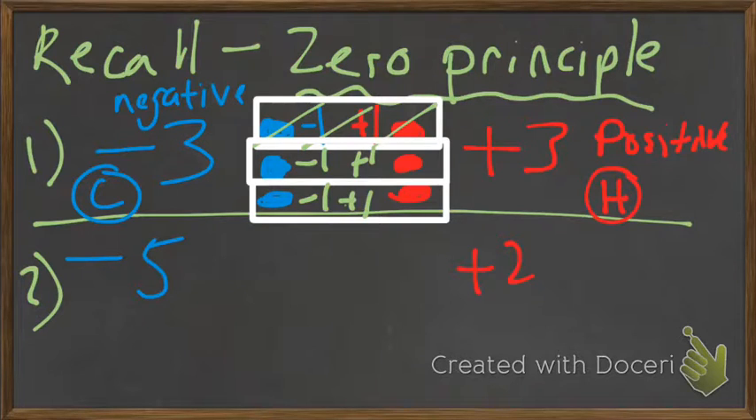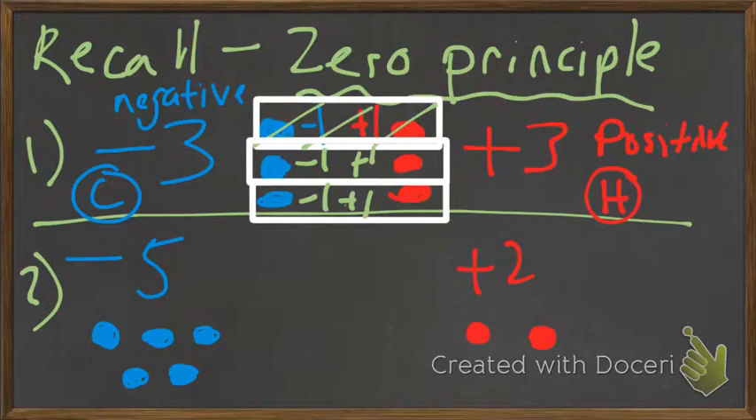Now, let's look at this next question. Here we have 5 blue counters. And on the red side, we only have positive 2. 1 and 2. Okay, well, we cannot cancel all of them out because the numbers just don't add up, right?